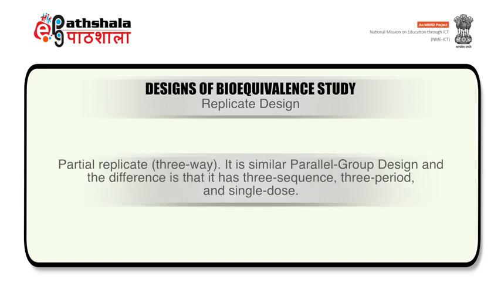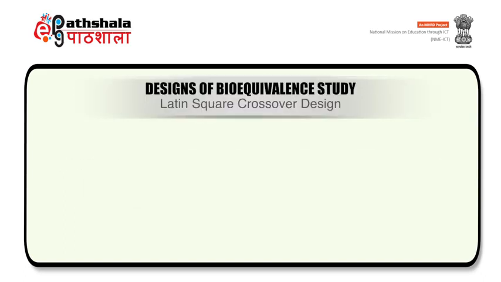The partial replicate design is a 3-way design. It is similar to the parallel group design, and the difference is that it has 3 sequences, 3 periods and a single dose. The fourth is the Latin square crossover design.